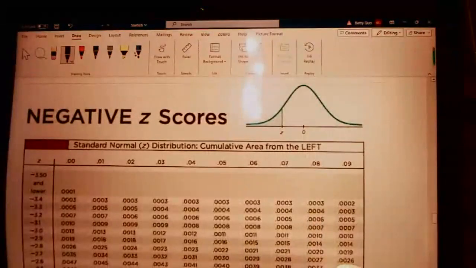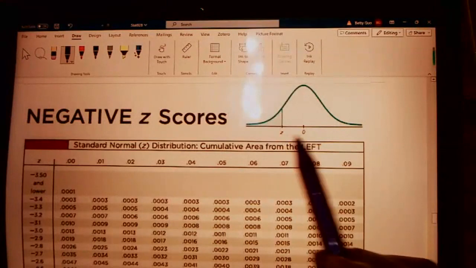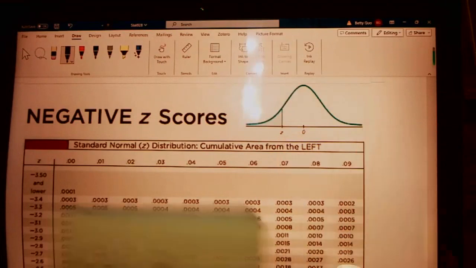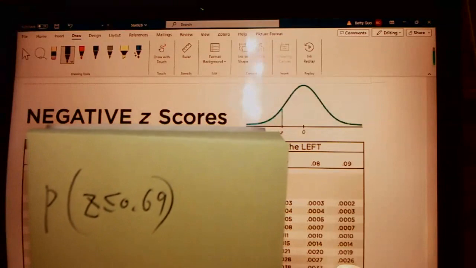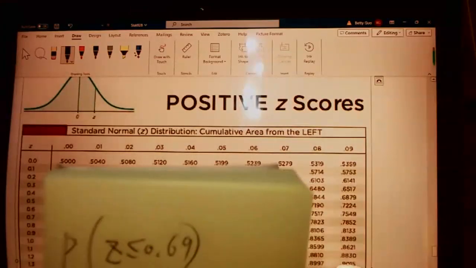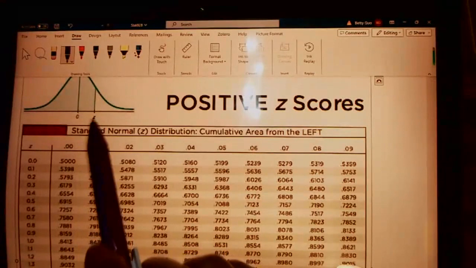We have two tables. This one is for a negative z-score. As you can see, the z-score is on the left-hand side of the center, right? Center is 0. But in our case, our z-score is not negative. Our z-score is a positive 0.69. So we're going to go to the other table. The other table is for a positive z-score. As you can see, the z here is to the right of 0.